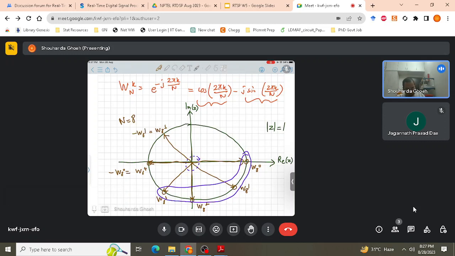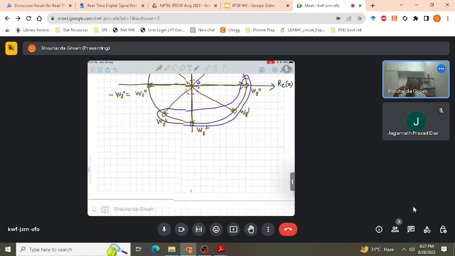I flip this W8 of 2, I get W8 of 6, which is minus W8 of 2. I flip this W8 of 3 around, and I get W8 of 7, which is minus W8 of 3. So in that way, you calculate only N by 2 twiddle factors, and then you get the rest of the twiddle factors. In fact, this is one way in which we can reduce the complexity of the DFT, by almost 50%, but the order remains the same. I'll tell you soon what I mean by that.